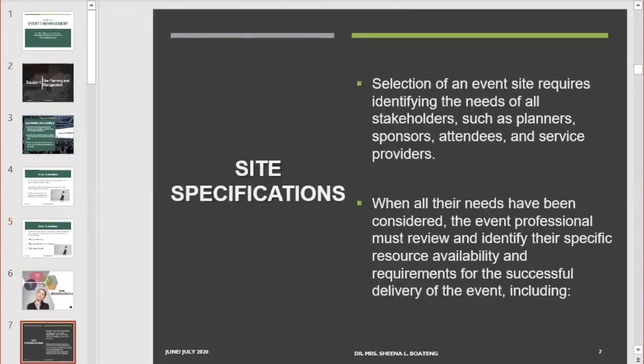So what are site specifications? Site specifications involve the selection of an event space where you are identifying the needs of all your stakeholders, such as planners, sponsors, attendees, and service providers, and being able to determine what they are looking for and what would make them enjoy the event experience. So when all their needs have been considered, the event professional must review and identify their specific resource availability and the requirements for the successful delivery of the event.